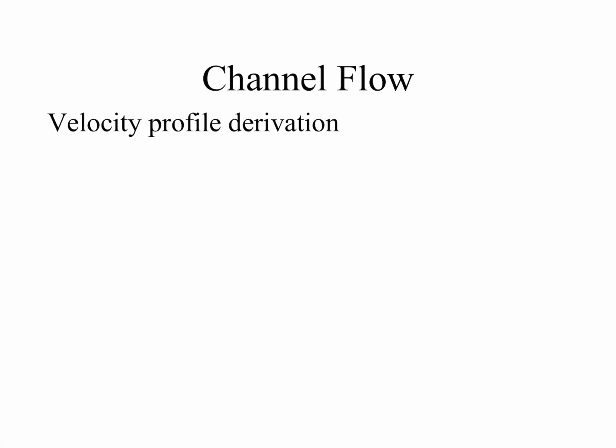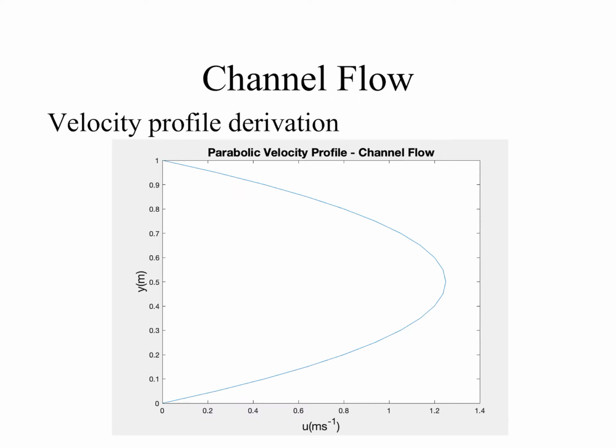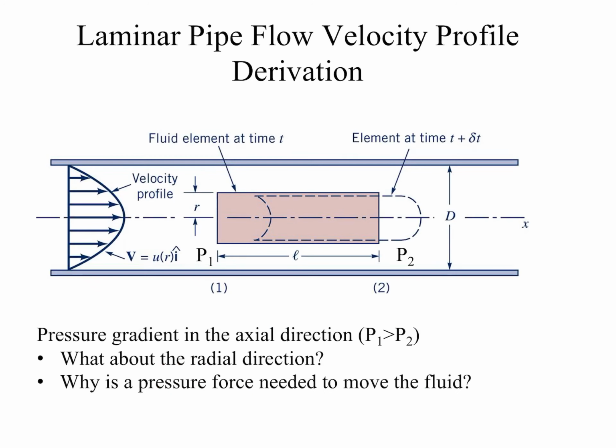Okay, last lecture we were looking at deriving the velocity profile in channel flow. This was for laminar channel flow. And with that solution, we ended up with a parabolic profile that went from the bottom wall to the top wall. And today, we're going to move on to laminar pipe flow and derive the velocity profile distribution. The idea will be quite similar, but we'll work through it anyway.